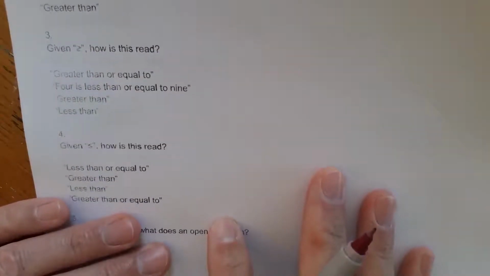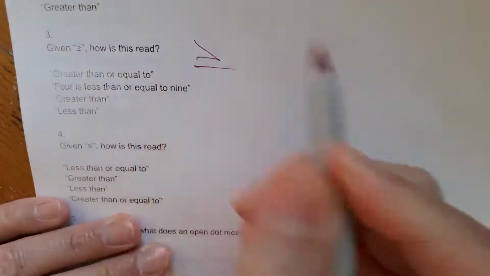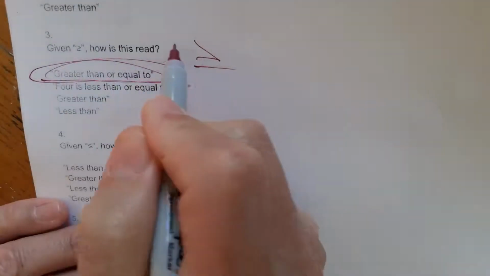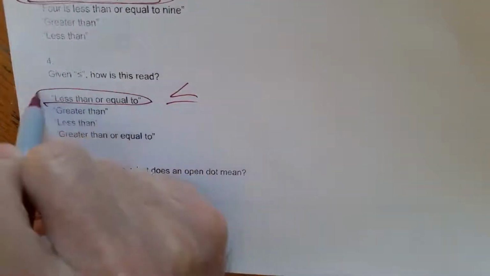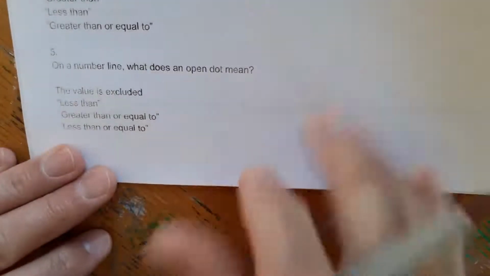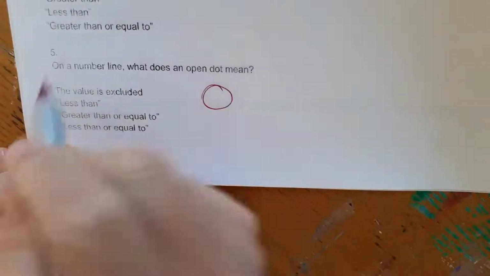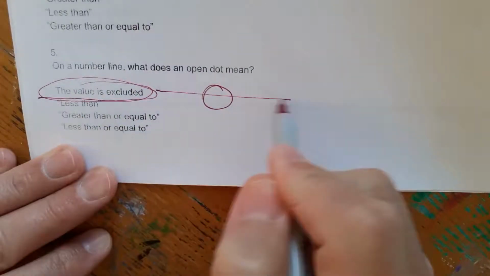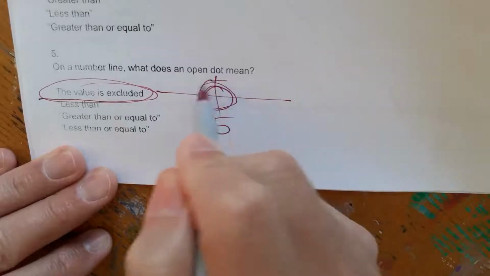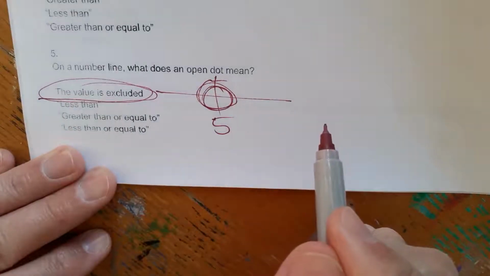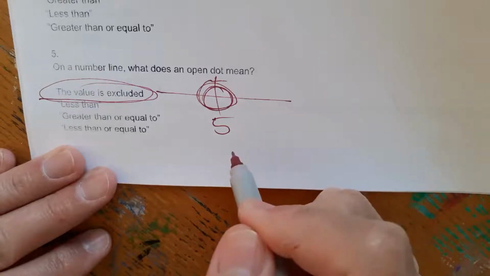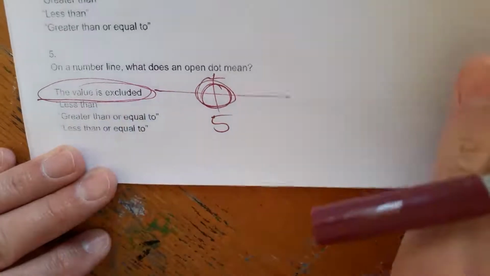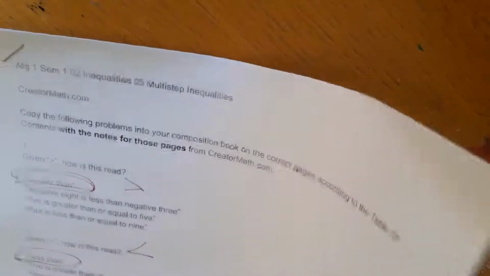If we know what a greater than is, then we should know what a greater than or equal to is. That's 2 things. It's both greater than and equal to. It's 2 conditions. This would be a less than or equal to. On a number line, what does an open dot mean? An open dot means the value is excluded. So if you have a number line, and this is 5, and it's an open dot, it does not include the 5, right? So the value is excluded. Now they're going to ask us, what is a solid dot?